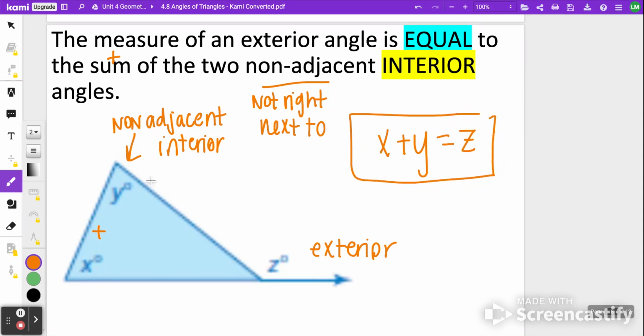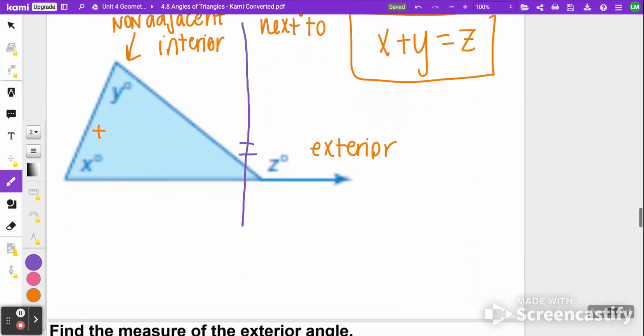One thing I remind my students to do is when you get to this point and you have two non-adjacent interior angles, not right next to the letter Z, you can draw a line to separate them and say that this side of the triangle is equal to this side of the triangle. So that's what we're going to try next on our very next slide.